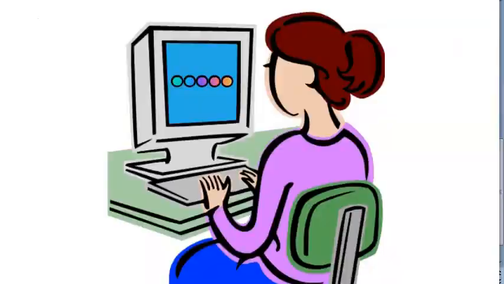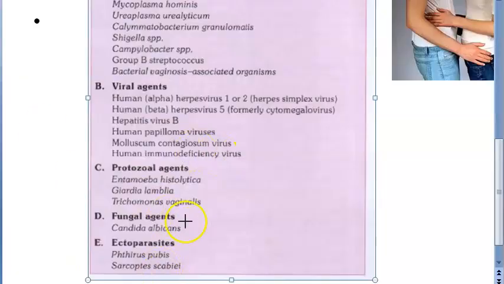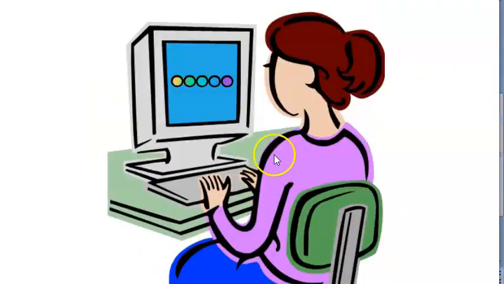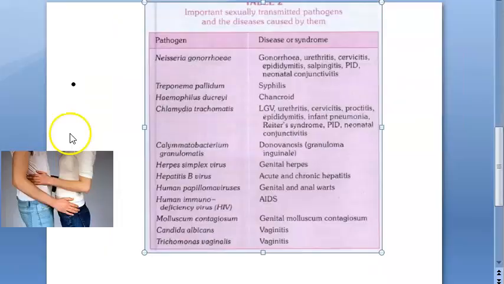Let's move on, guys. There are some fungal agents also that you need to know, like Candida. Candida can go by the sexual route. Then you have ectoparasites, like scabies, right? Scabies. Then you have Pthirus pubis. It is crab louse, right? Crab louse. Now that you know the agents, guys, look at the diseases caused by these.